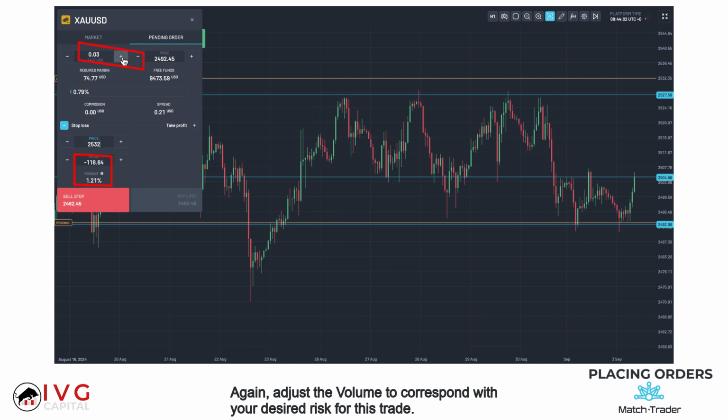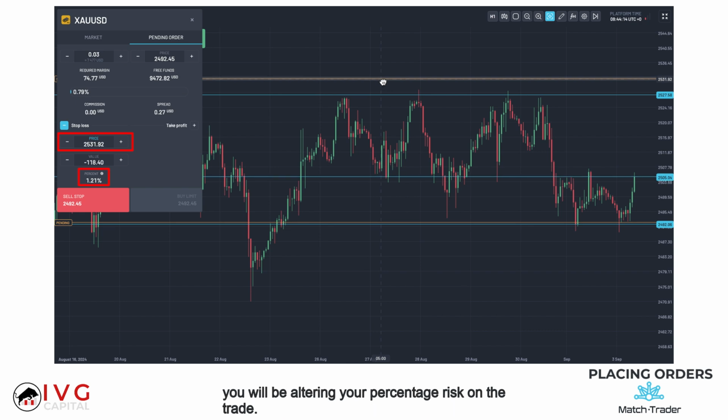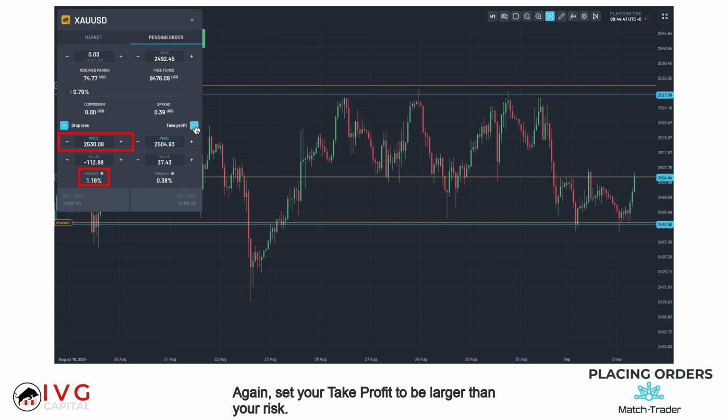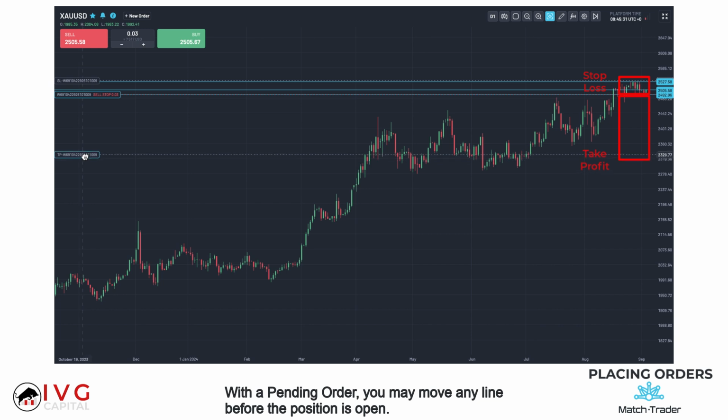Again, adjust the volume to correspond with your desired risk for this trade. You may move the stop loss by dragging the level on the chart, but keep in mind that you will be altering your percentage risk on the trade. Again, set your take profit to be larger than your risk. With a pending order, you may move any line before the position is open.